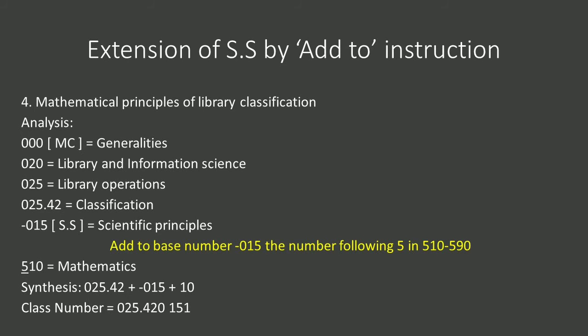Suppose there is a book on social science. We know the notation of social science is 300. We can use 0 at the end of the digit 3. Our notation will be 300. But whenever the class number will be more than 3 digits, we cannot use the digit 0 at the end of the class number. Okay, this is another rule.